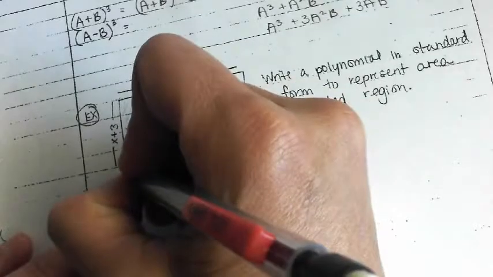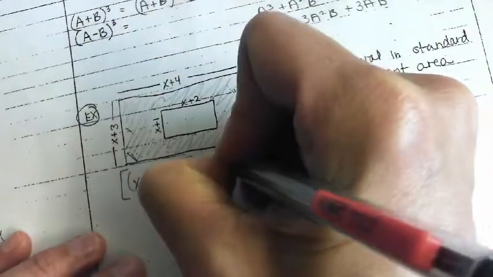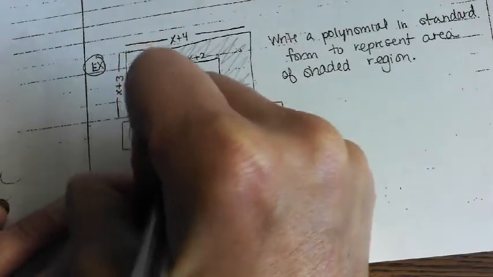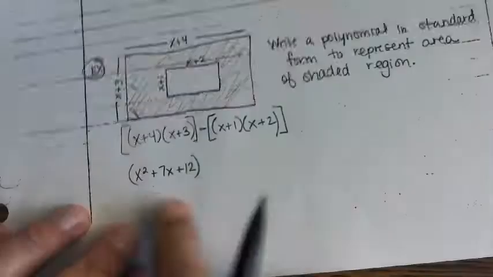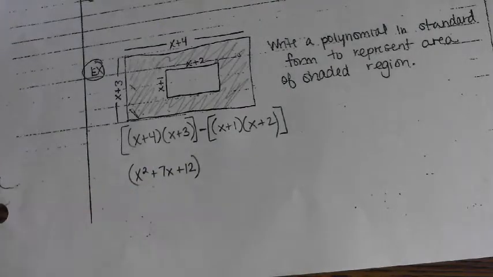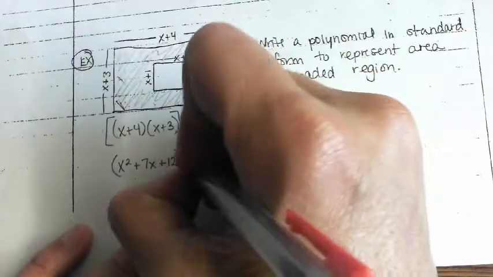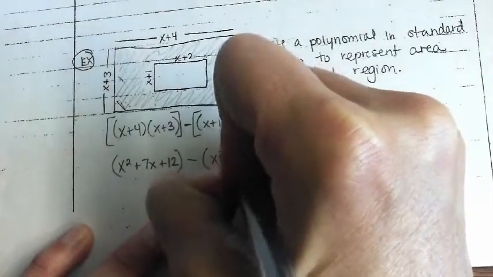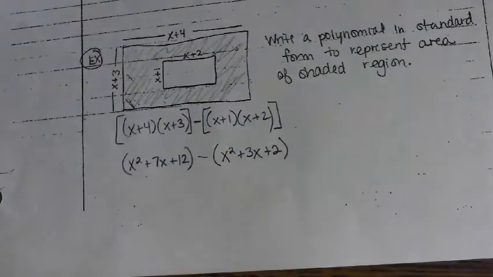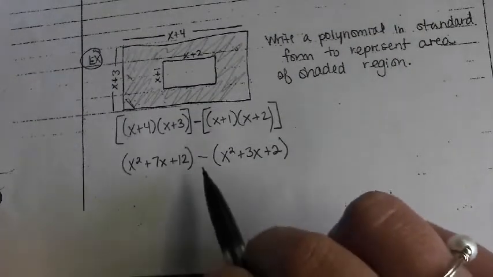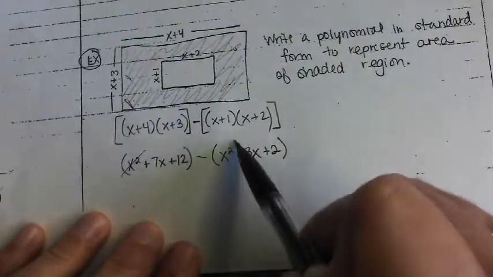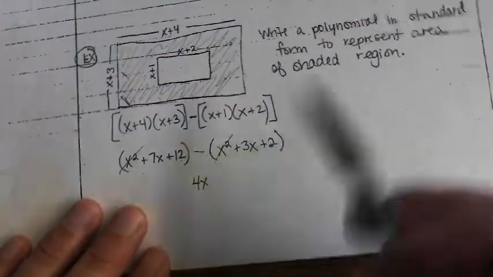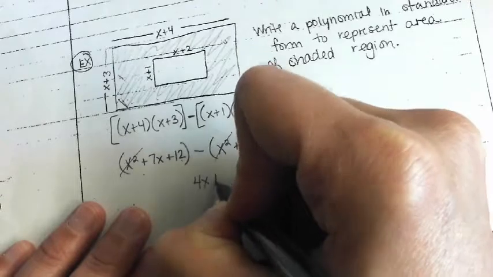Okay? So think of it as, in PEMDAS, you're doing your multiplication first. The subtraction will come later. So this one's going to give us x squared plus 7x plus 12. These parentheses aren't really necessary because there's nothing in front of it, but just for visual purposes, I like to keep it organized. Minus, these parentheses here are definitely necessary. x squared plus 3x plus 2. And then when we distribute that minus sign, x squared minus x squared is a wash. 7x minus 3x is 4x. And 12 minus 2 is 10.